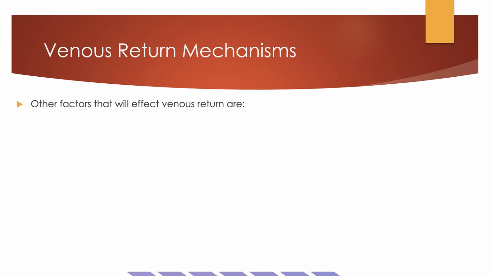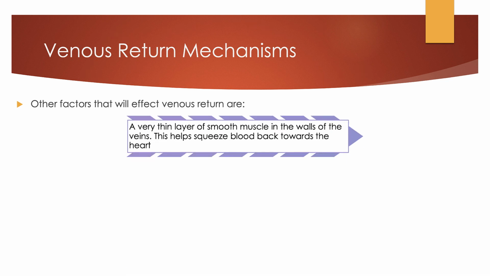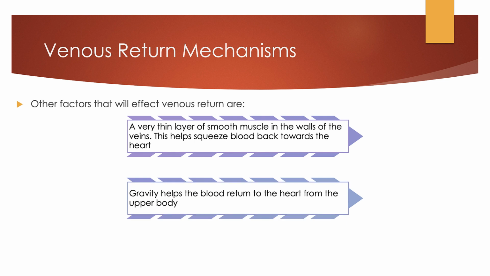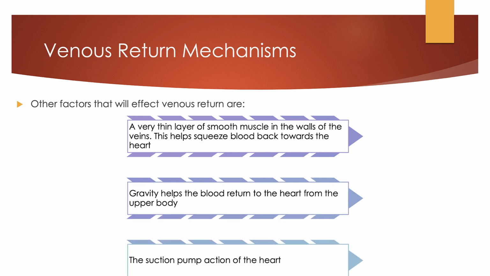Other factors that will affect venous return. A very thin layer of smooth muscles in the wall of the veins helps squeeze blood back towards the heart. Gravity helps the blood return to the heart from the upper body. And the suction pump action of the heart will pull blood back towards it.